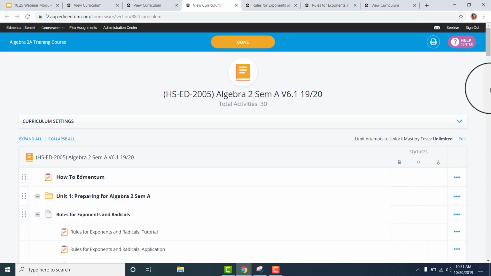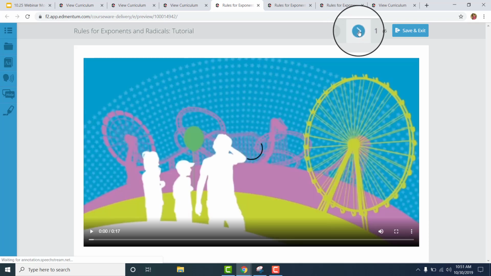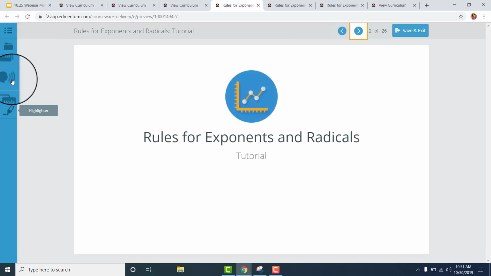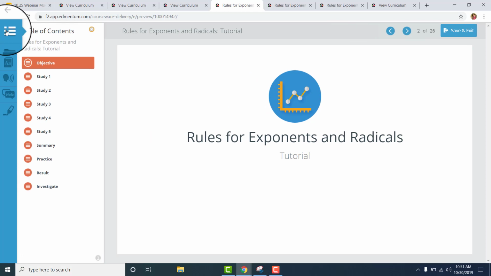Here we have Algebra 2 Semester A version 6. Let's take a look at a tutorial. So you may notice we have a toolbox here on the left that is not exactly the same as the one in Algebra 1A or 1B.